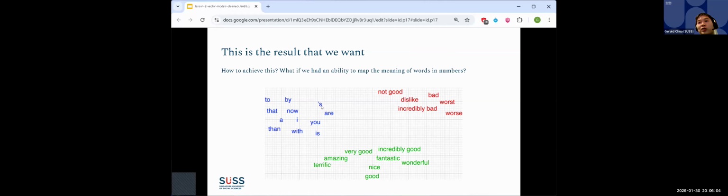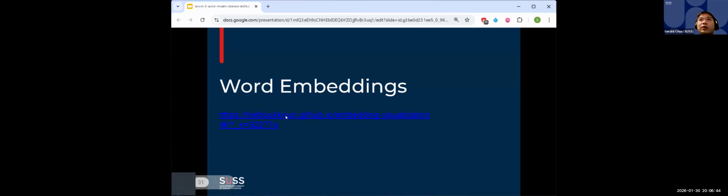So you can sort of see that in the green portion at the bottom: very good, incredible, incredibly good, fantastic, amazing, terrific, nice, wonderful, good. They're all coalesced, all put into a singular area of space lah. So all the good words are together. Then if you see the red quadrant: not good, bad, worse, incredibly bad. All these are put in the same sector lah. So are we able to figure out how to do that? So the learning for today is the idea of word embeddings.